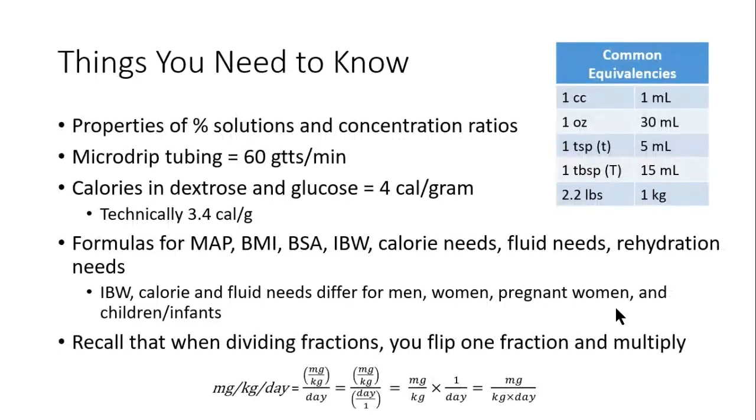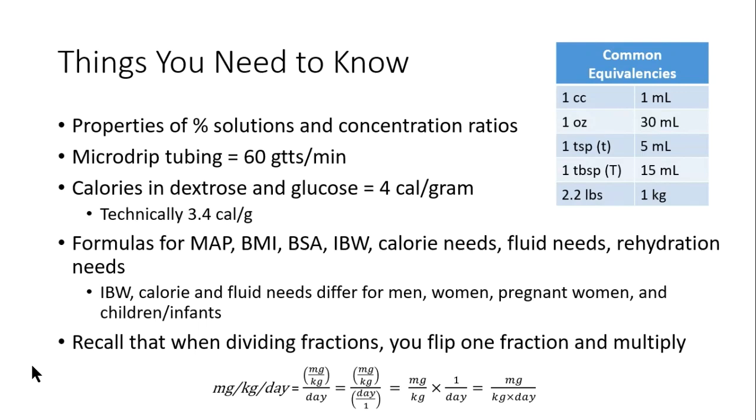So the things we need to know. We need to know the properties of percent solution and concentration ratios. The microdrip tubing is 60 drops per minute. The calories in dextrose and glucose are each 4 calories per gram. Technically, it is 3.4 calories per gram, but generally when you use it in a formula, we use 4 calories.